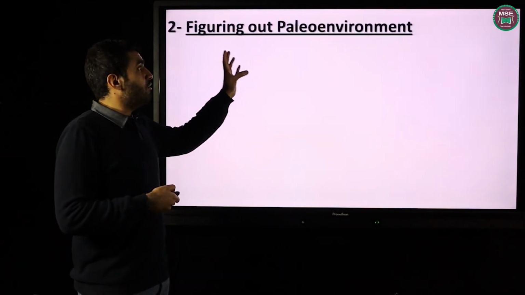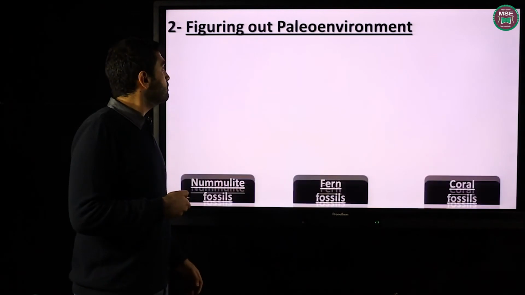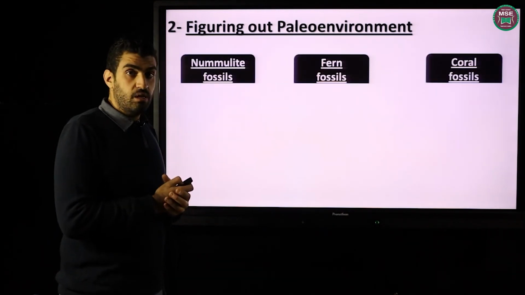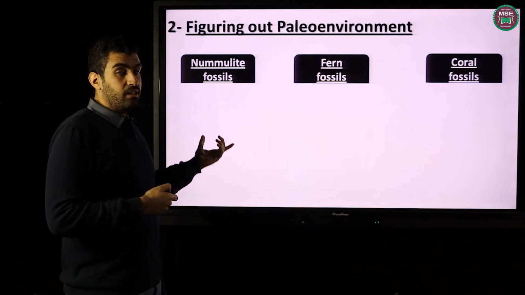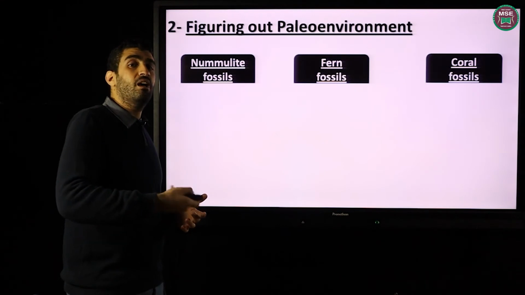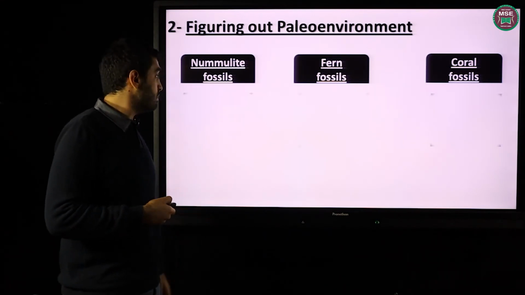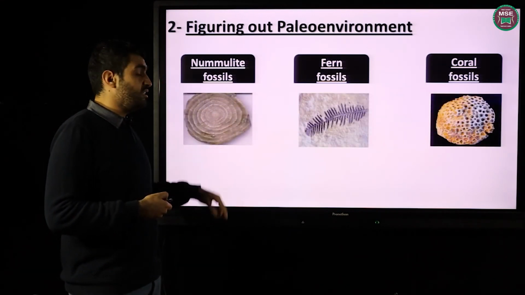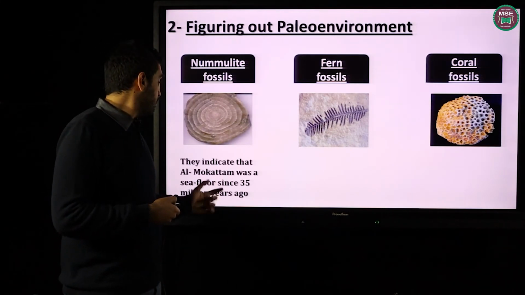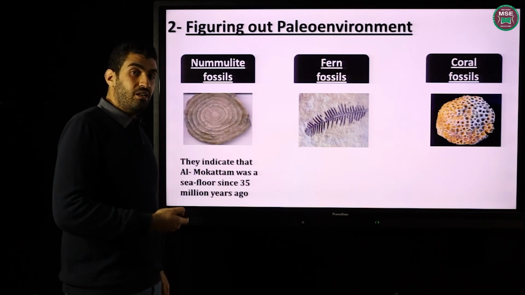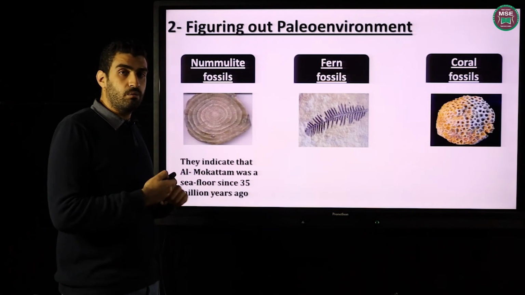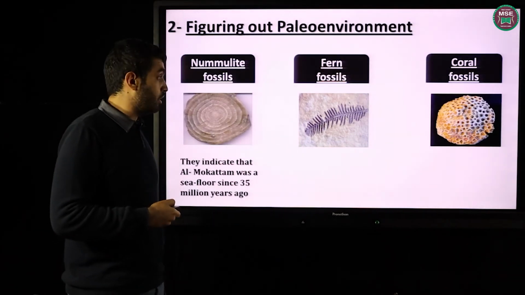Number 2, figuring out paleo environment. Nummulite fossils, fern fossils, coral fossils. When we find nummulite fossils in a place, we indicate that this place was a sea or ocean. For example, nummulite fossil like this was found in Al-Muqattam region, and it indicates that Al-Muqattam region was a sea floor since 35 million years ago. It was a sea floor, okay?